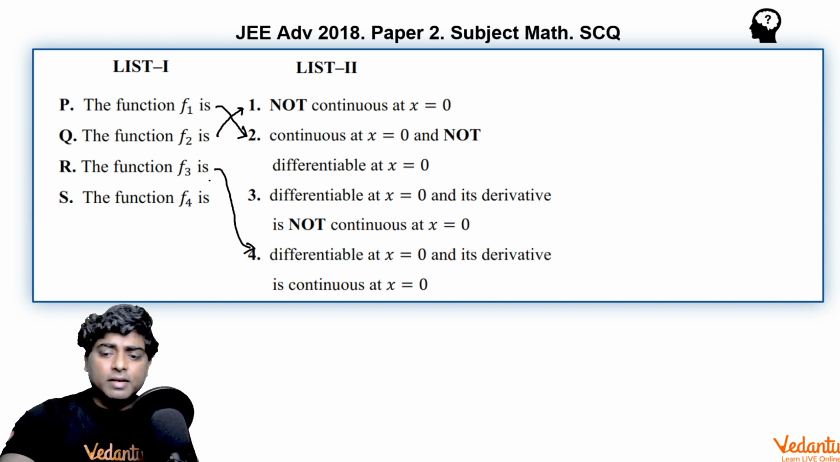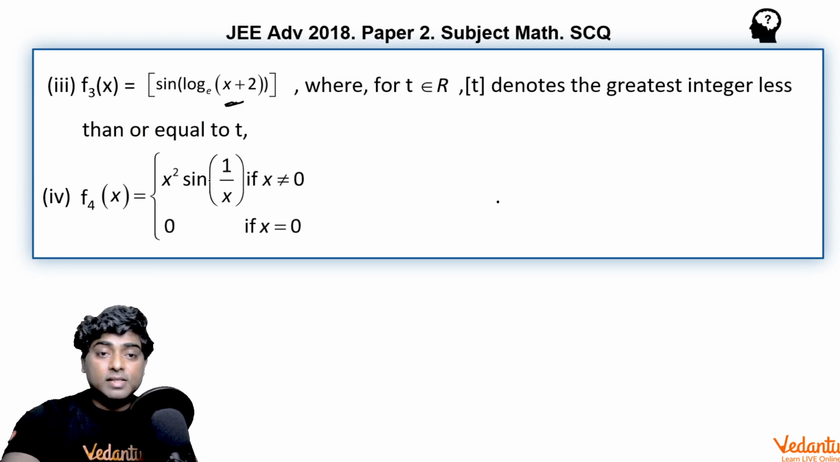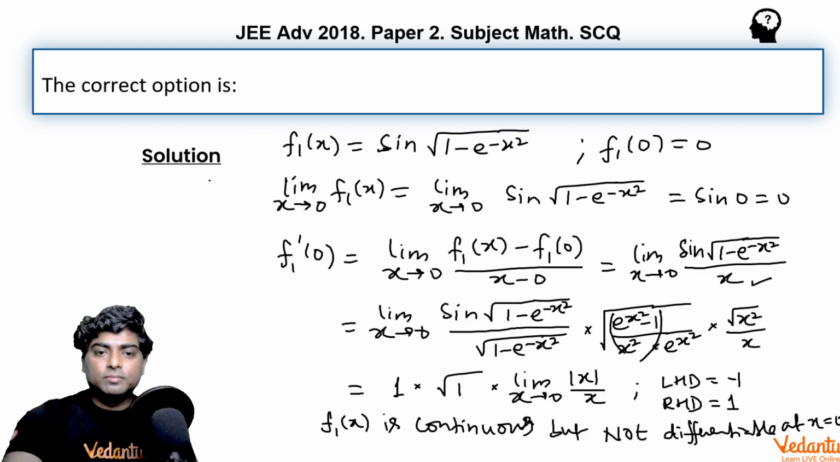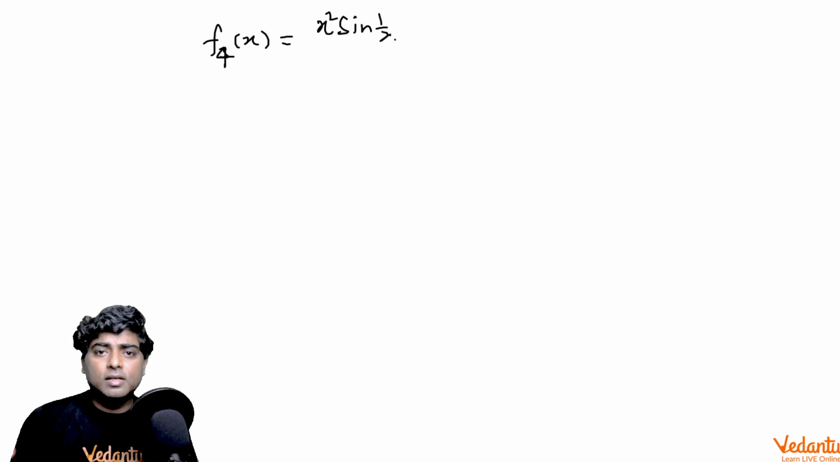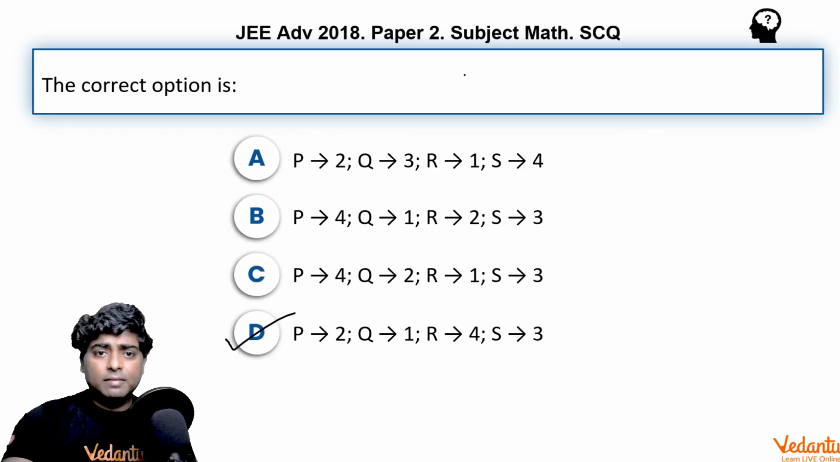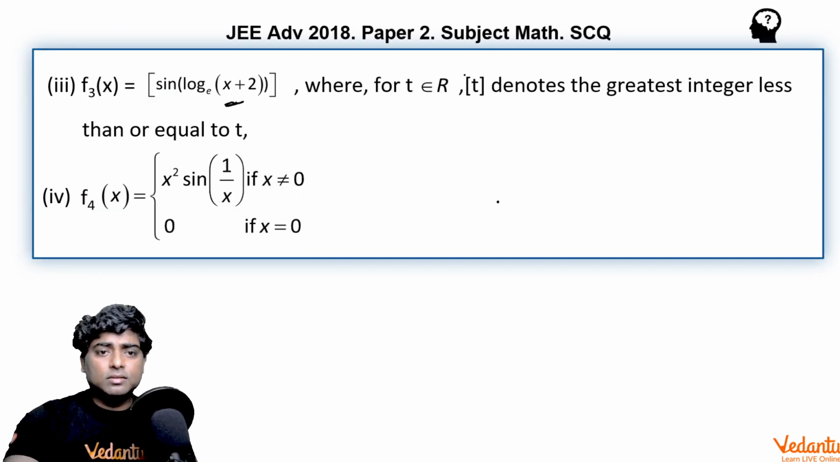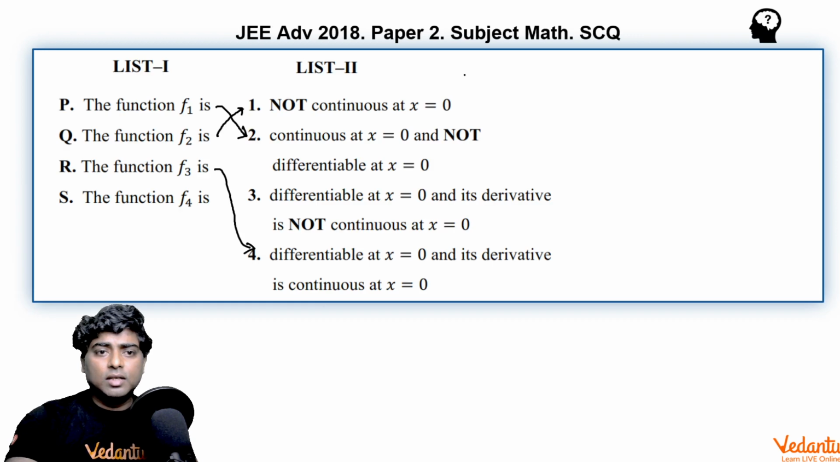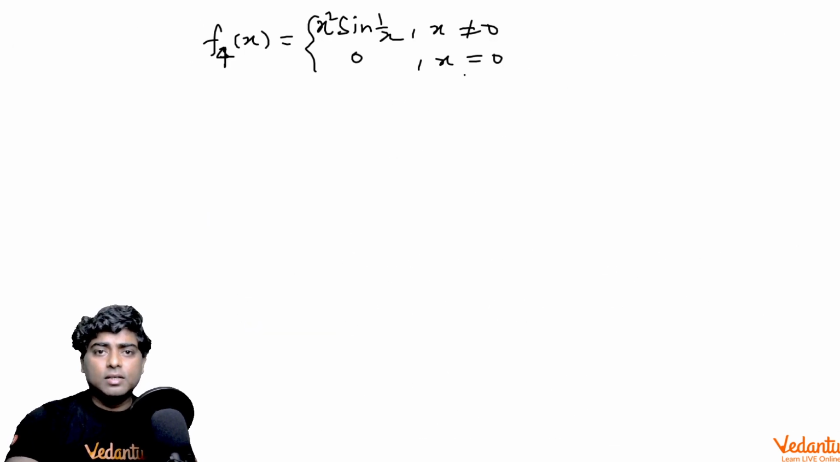For f4, f4 was x squared sine 1 by x when x not equal to 0, 0 when x equal to 0. So x squared sine 1 by x. For f4, it is a very common example. We will see f4 x is x squared sine 1 by x, x not equal to 0, 0 when x equal to 0, right. And we have to check it at x equal to 0.